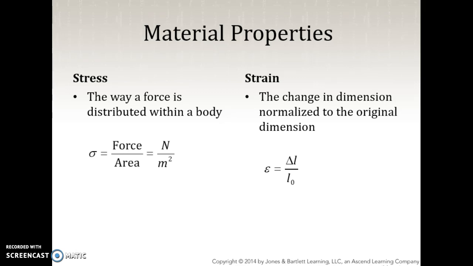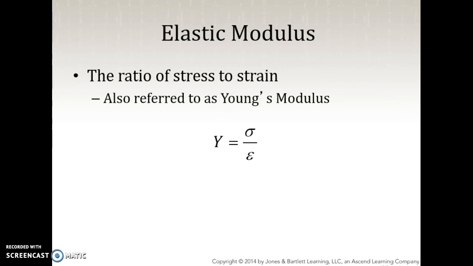Then we have strain, which is the change in dimension normalized to the original dimension. So strain tells us how far something was stretched, for example, based on its original length. So it's a change in length relative to the original length. Then we have the elastic modulus, which is the slope of the stress-strain curve. We're talking about material properties, so how elastic something is. A low Young's modulus is something that is very compliant.